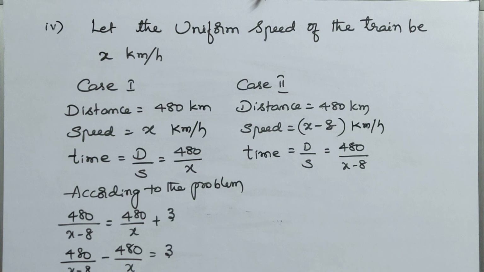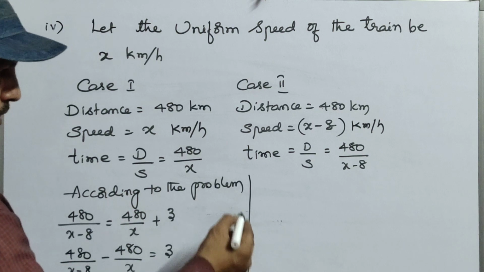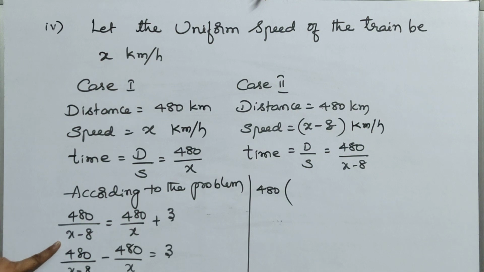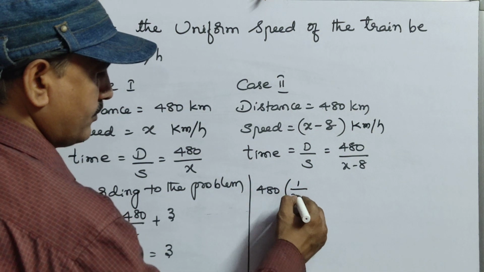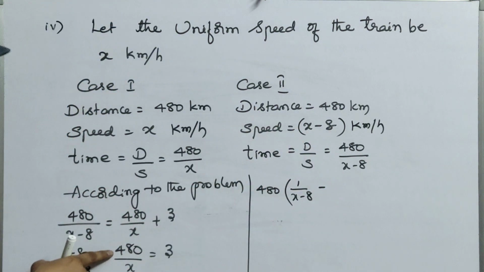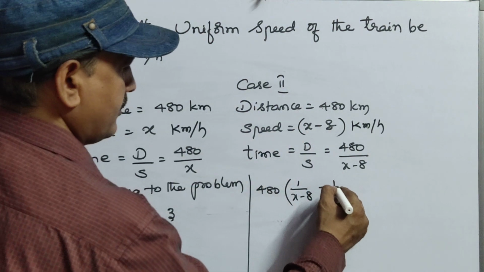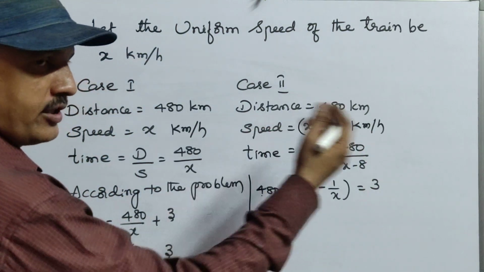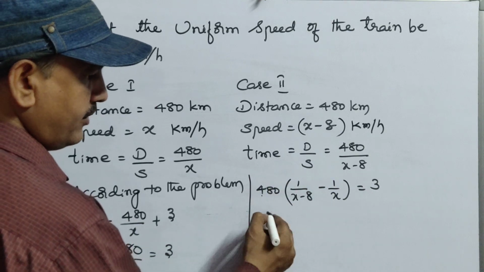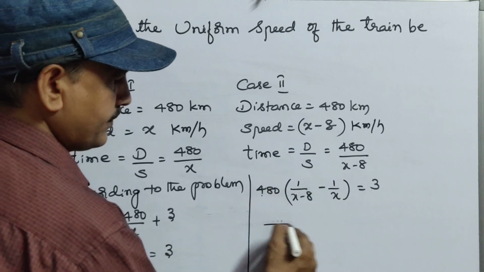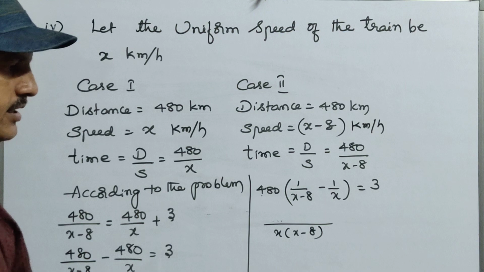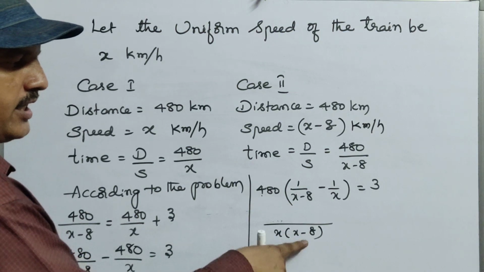If you observe clearly, children, you can take 480 common in this. If I take 480 common, here 1 will be left: 1 by x minus 8, minus, if I take 480 common here, 1 left, 1 by x, equals 3. Now this 480 is multiplication, if it goes to that side it becomes division. In the meantime, find the LCM for this: x into x minus 8 is the LCM.